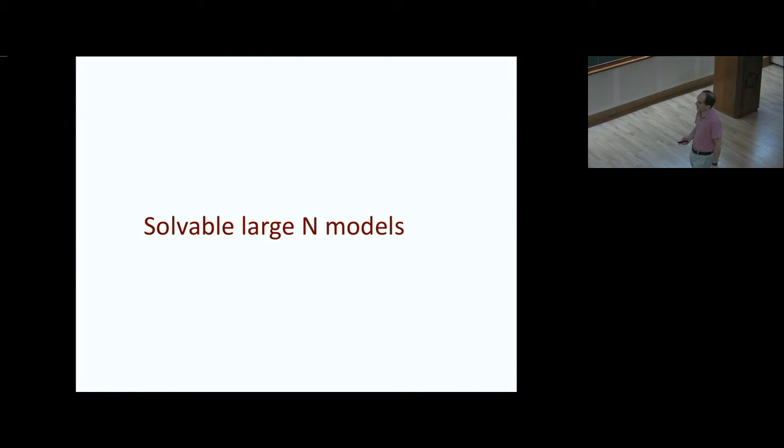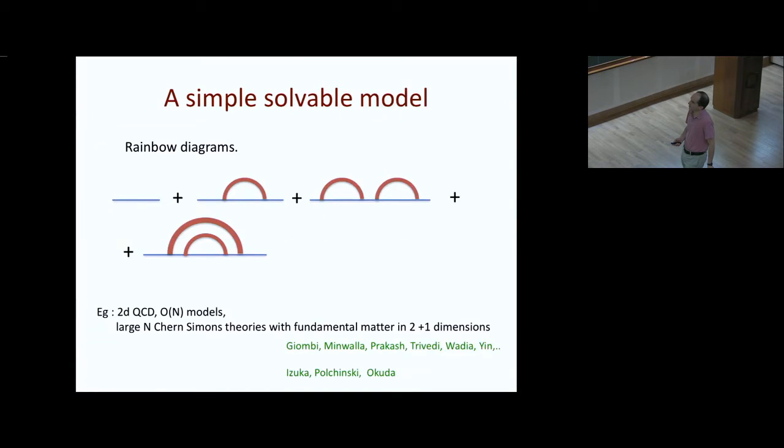So let's now review some examples of solvable large N models. A very simple example of a solvable model is one which contains only rainbow diagrams. There are many models in this class, and again, I'm mentioning this for general framing. Here you have some field, let's say in blue, and then you have some objects, like gluons, that propagate but only attach to the fields in blue. They don't have any self-interactions.